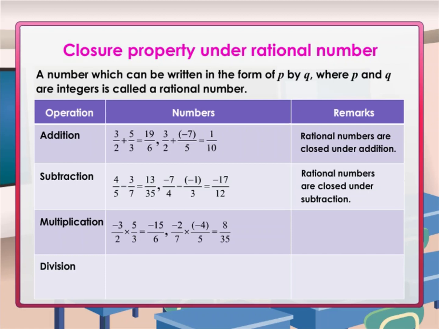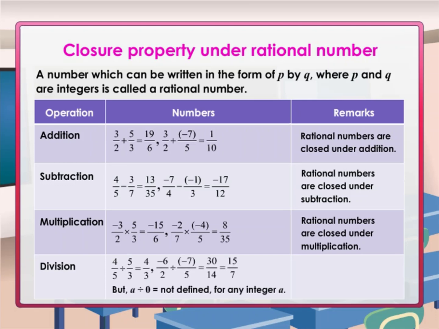In multiplication, if we multiply a negative rational number with a positive rational number, say minus 3 by 2 into 5 by 3, we get the negative rational number minus 15 by 6. If we multiply two negative rational numbers, say minus 2 by 7 into minus 4 by 5, we get the rational number 8 by 35. Therefore, rational numbers are closed under multiplication.